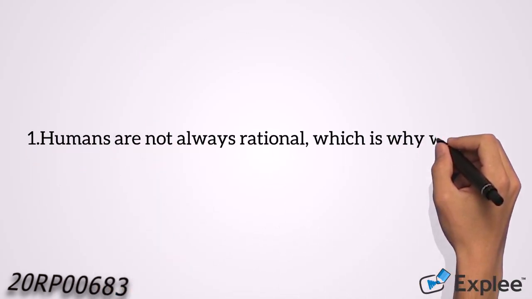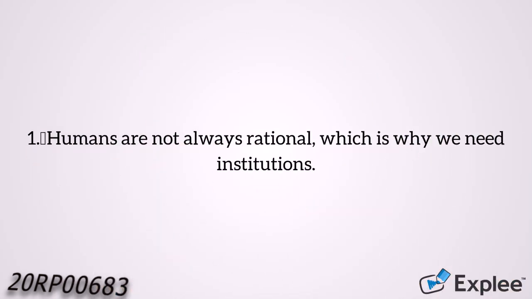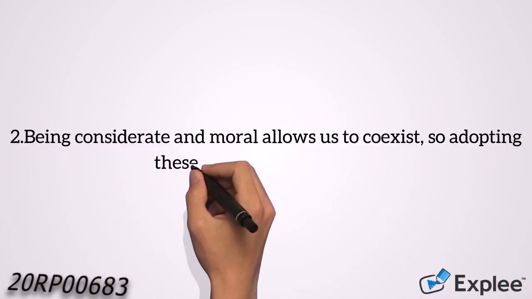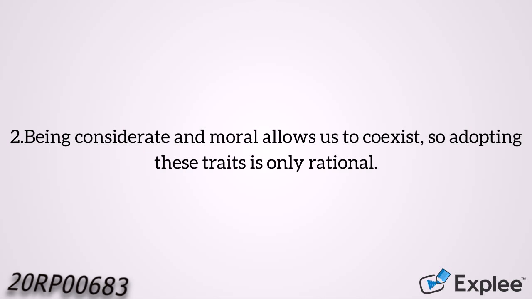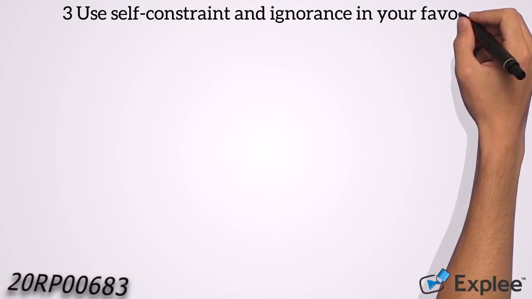1. Humans are not always rational, which is why we need institutions. 2. Being considerate and moral allows us to coexist, so adopting these traits is only rational. 3. Use self-constraint and ignorance in your favor.